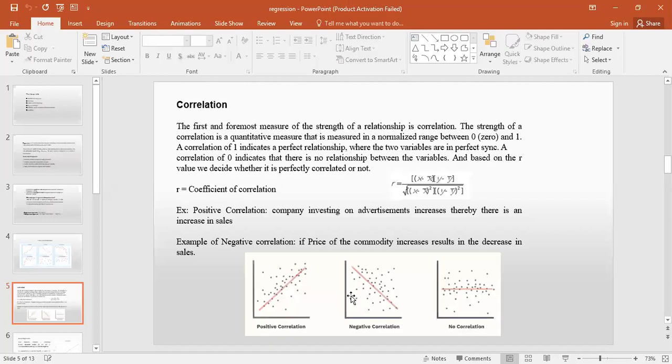So we can see the three diagrams here: positive correlation, negative correlation, and no correlation. In positive correlation, the example is that the amount spent on advertisements is directly proportional to the sales increment in the company. Negative correlation is where the price increases and the sales decrease. No correlation can be any example where the two variables are not at all related to one another.